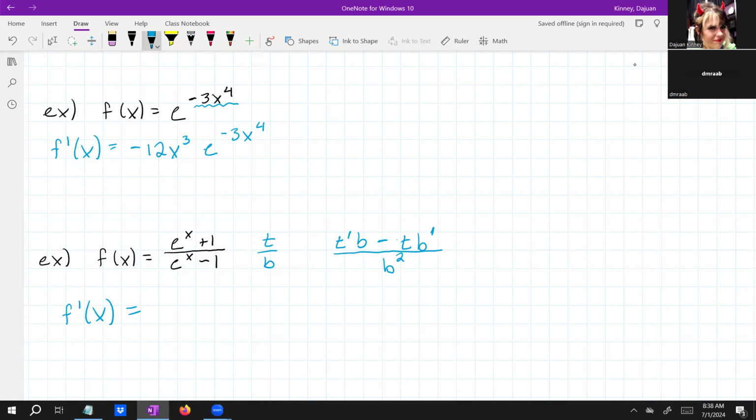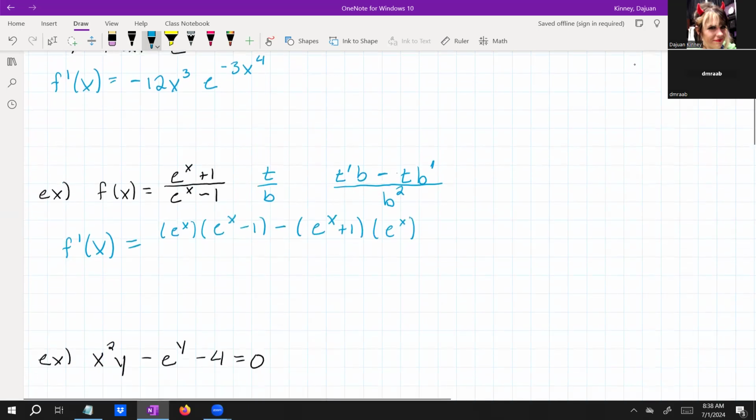So the derivative of the top is just the derivative of e to the x is e to the x. The derivative of 1 is 1. So actually it's 0. Oh, brain. So it goes away. Times the bottom minus the top times the derivative of the bottom, which is again e to the x, all over the bottom squared.